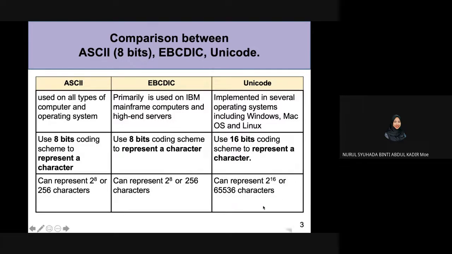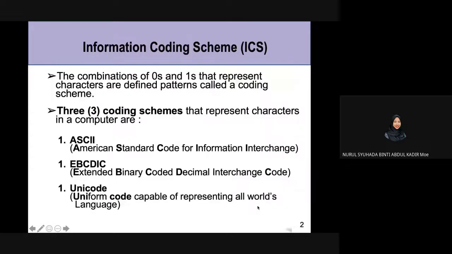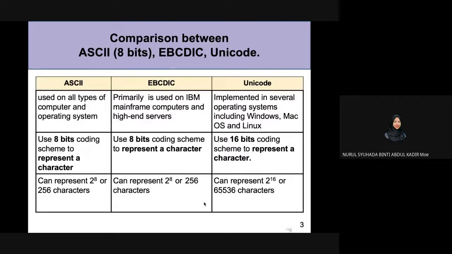Okay, so Mazida, you use this. Unicode uses a 16 bits coding scheme to represent a character, comma, it can represent 65536 characters, which is capable of representing all the world's languages. You see, I just combined everything that was in this lecture. Compared to ASCII or ABCD, depending on the question, which can only represent 256 characters.